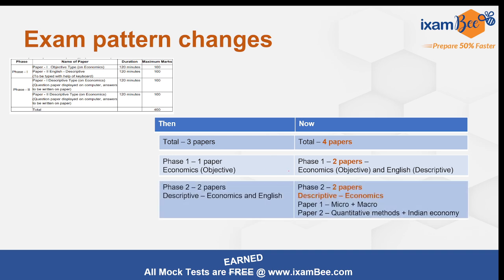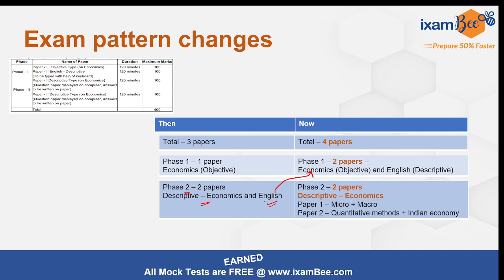Initially, this was actually conducted in your phase 2. In the earlier pattern, in phase 2, the descriptive economics paper used to happen, and then the descriptive English paper also used to happen. This descriptive English has now been moved to phase 1. So you were initially tested for this in phase 2, but now you will be tested for this in phase 1. So you have to prepare for descriptive English a little earlier than you used to do initially.